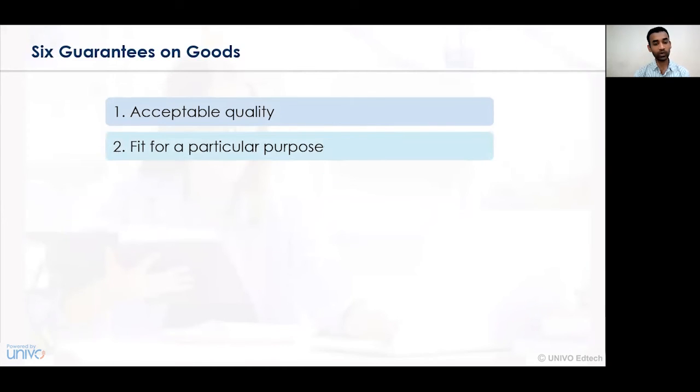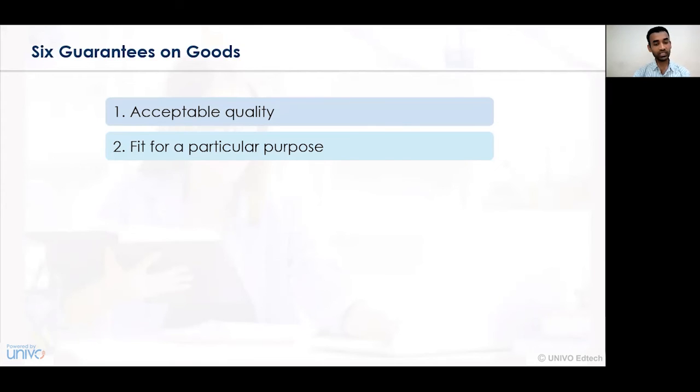Now let's understand the 6 guarantees that have been given on goods. Number 1 is acceptable quality, wherein it is always accepted that whatever goods and services we are purchasing will be of a specific acceptable quality, that is, as per the standards and norms provided by the government.